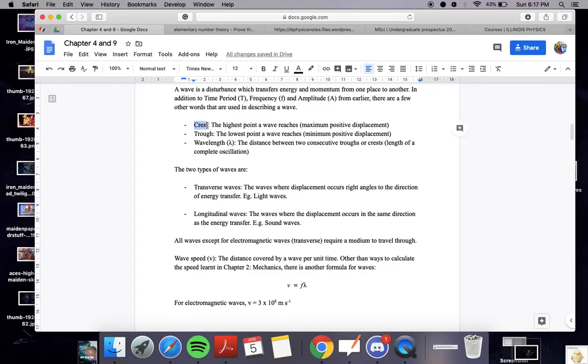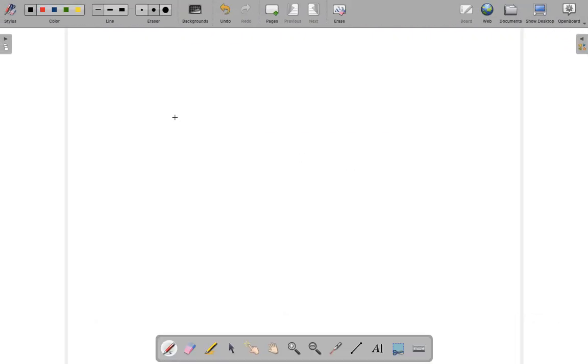They are crest, the highest point a wave will ever reach, or the maximum positive displacement. Then trough, the lowest point a wave ever reached. Maximum negative displacement, and wavelength, the distance between two consecutive troughs or crests, or the length of a complete oscillation. So now let's represent this all out in a diagram to make things a bit clearer.